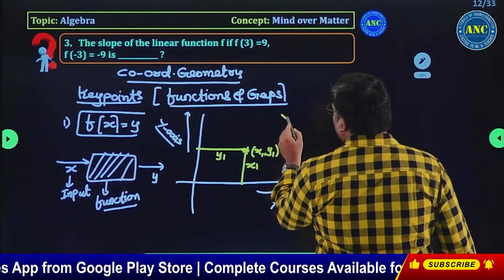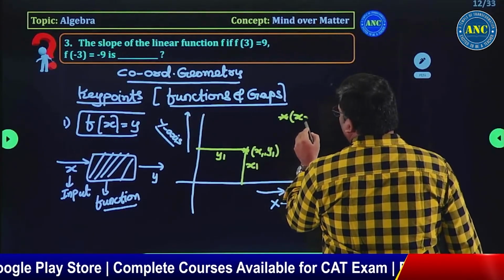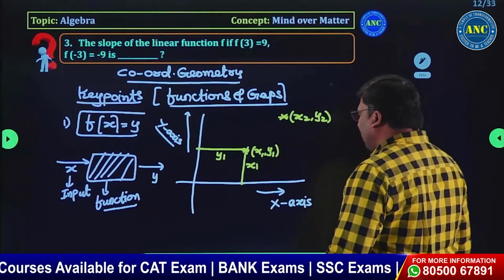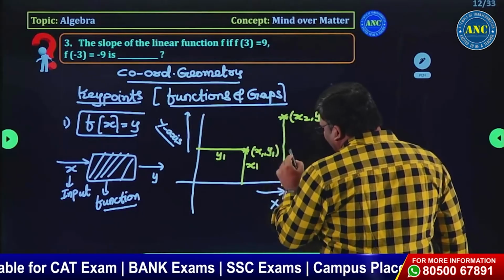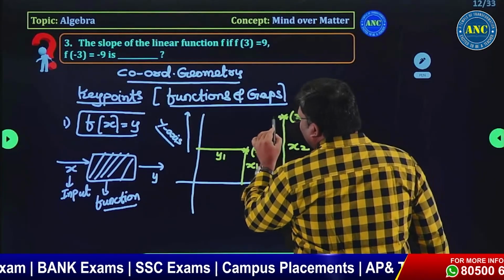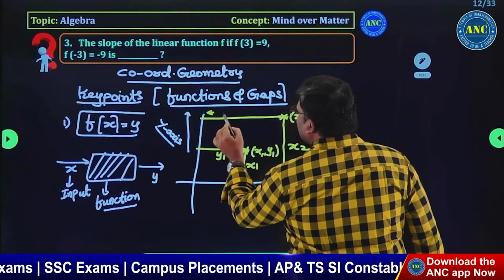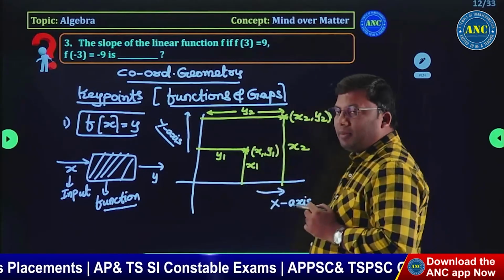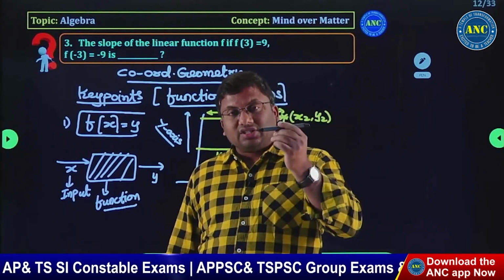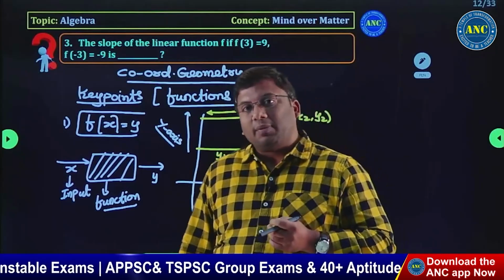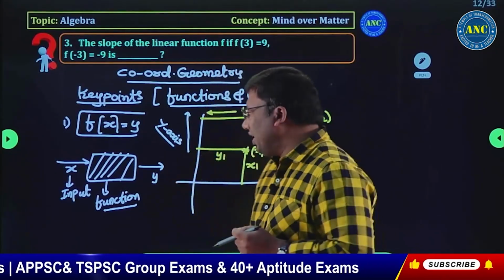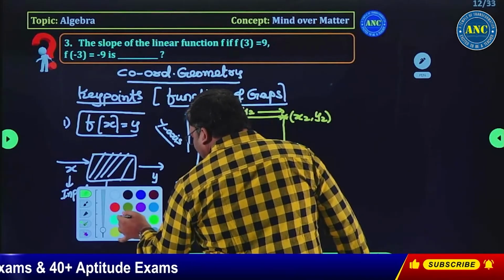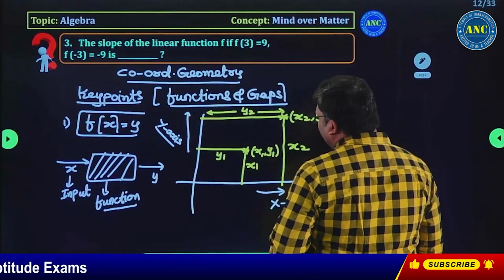Suppose I take another point, x2 comma y2. Again, how much it is at a distance from one axis, and how much from the other. This is the definition of x comma y. Whenever I say x comma y, x represents the distance from the y-axis and y represents the distance from the x-axis. Listen carefully, you don't need to mug up anything.